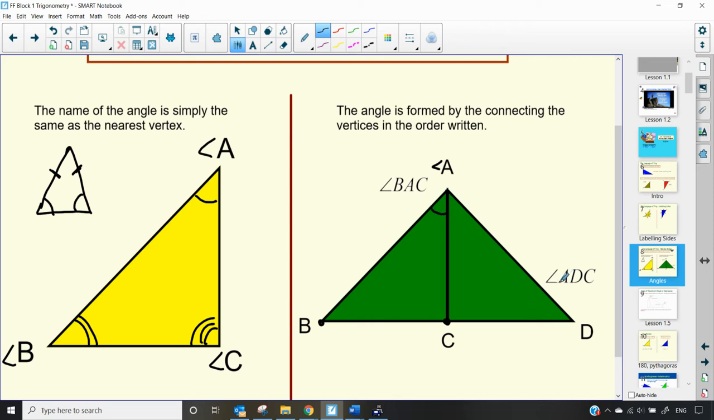If I was looking at angle ADC, going from point A to point D to point C, the angle contained in between would be angle ADC. If I wanted to have this angle right here, that would be angle BAD. So I'm going to go from point B to point A to point D, and the angle contained between them would be angle BAD.